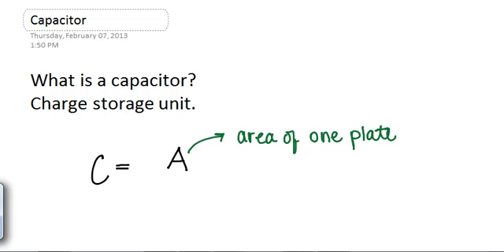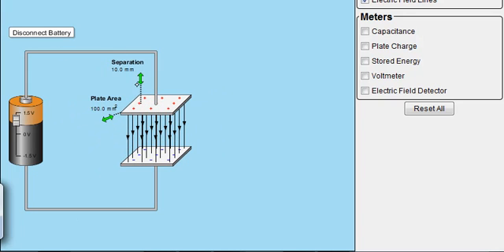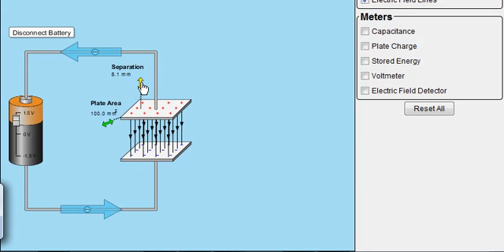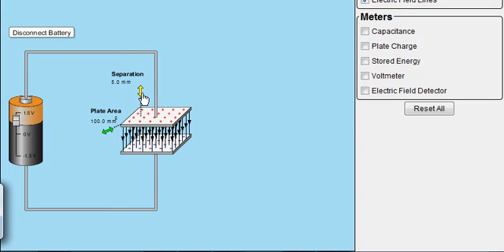Alright, so let's go back, and I'm going to make this area normal again. Now I can change the separation distance. What if I put them closer together? What's happening to our positive charges on there? Increased.